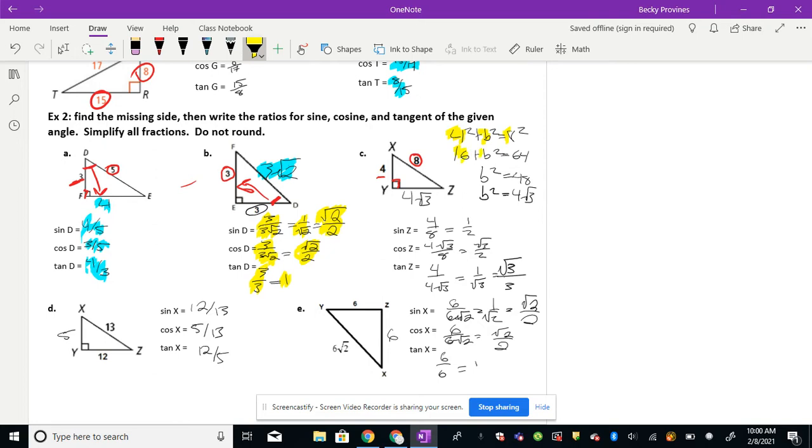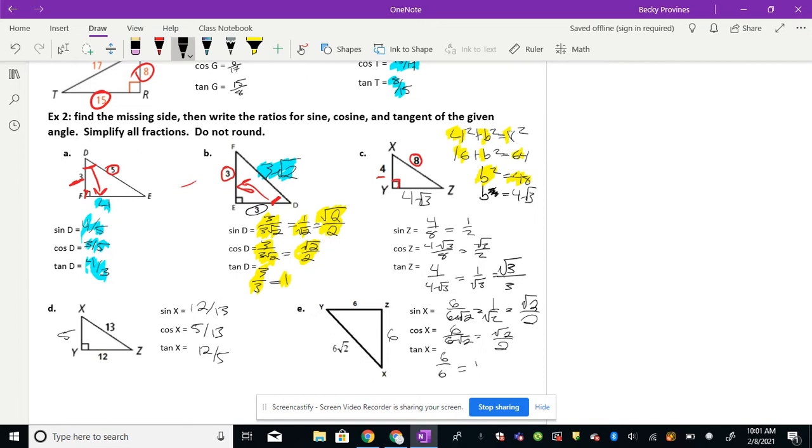So 16 plus b squared equals 64. If we subtract 16 from both sides, we get b squared equals 48. If we take the square root of both of those, that 2 should not be there, apologies. We are left with b equals 4 root 3.